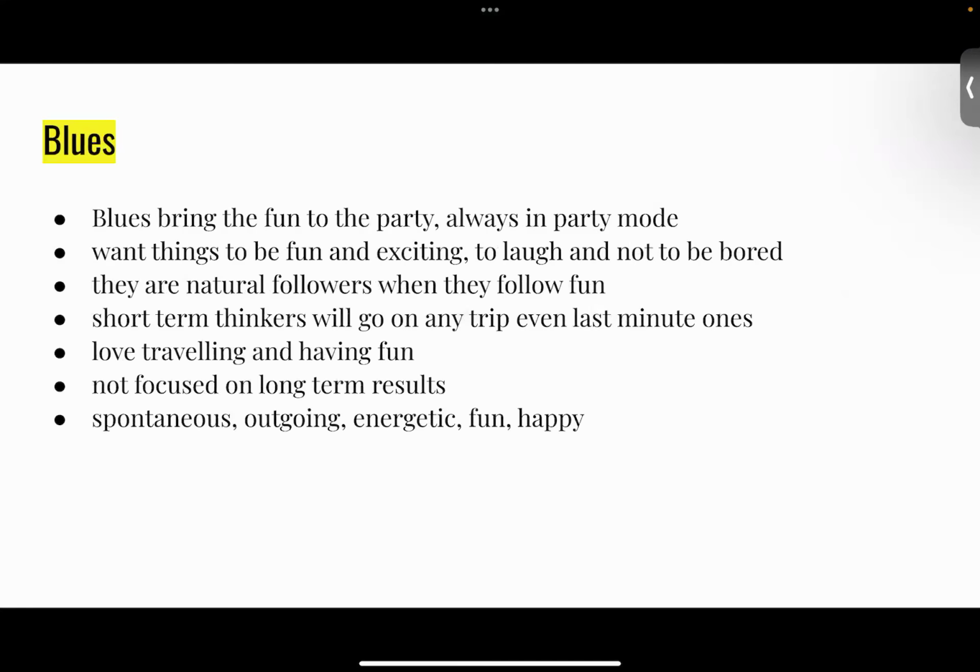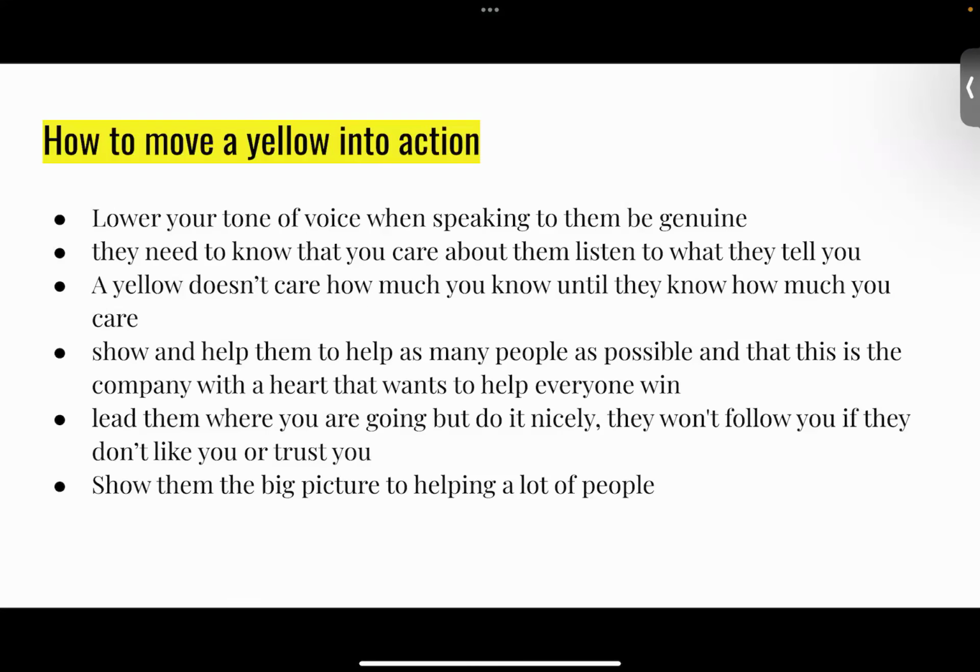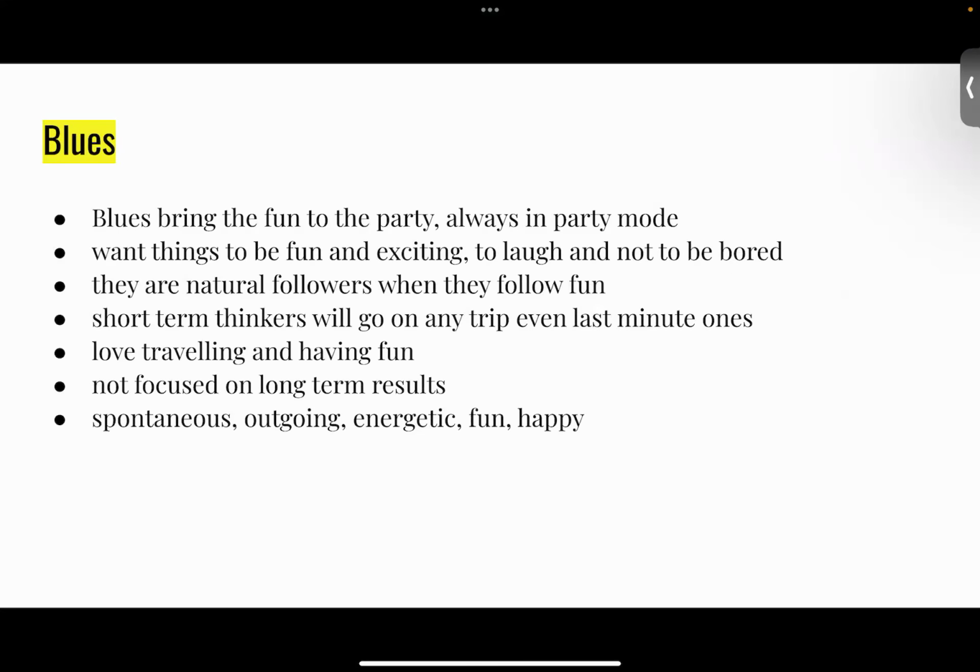Give me 1 second here. Blues is the next color. Yes. Blues bring the fun to the party. Always are in party mode. The Blues love to have fun. They're the first ones that are like, yo, when's the club open? When are we going on the next team trip? Where is the next team event happening in the city? Right? What are we doing?